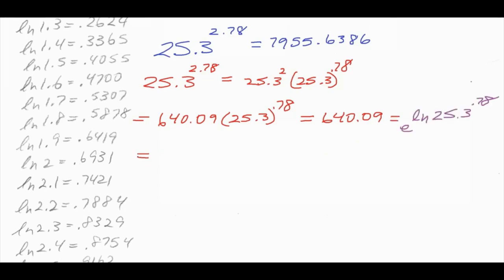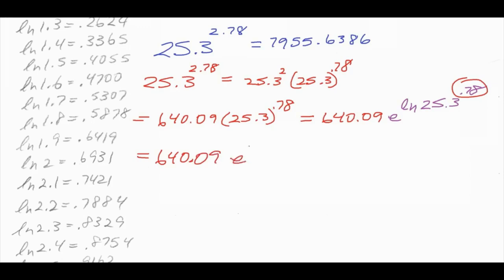Now continuing to use log properties, made a little mistake there, I had to correct it. So using log properties, we know that this exponent can come in front of the log. So still not doing anything with this, but we have e to the 0.78 times log 25.3.